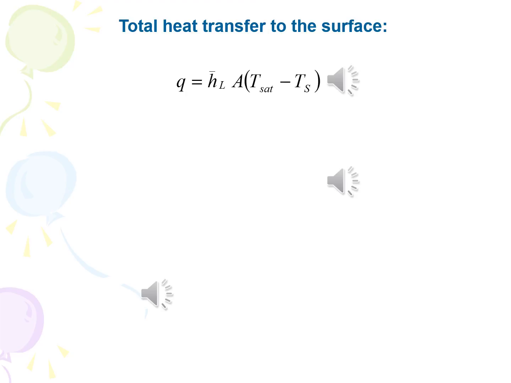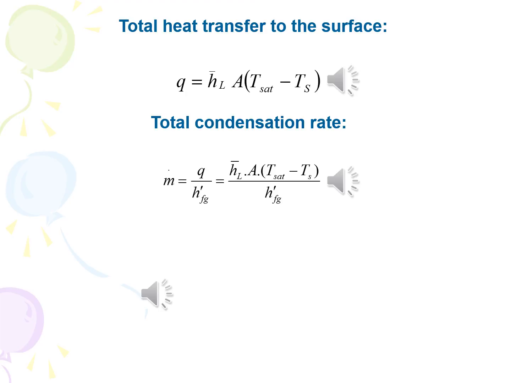The total heat transfer rate to the surface can be calculated using Newton's law of cooling, and the average heat transfer coefficient from the top to the bottom of the vertical surface. Note that the saturation temperature is higher than the surface temperature. The total condensation rate can be calculated using the total heat transfer rate, divided by a modified latent heat, h_fg prime.